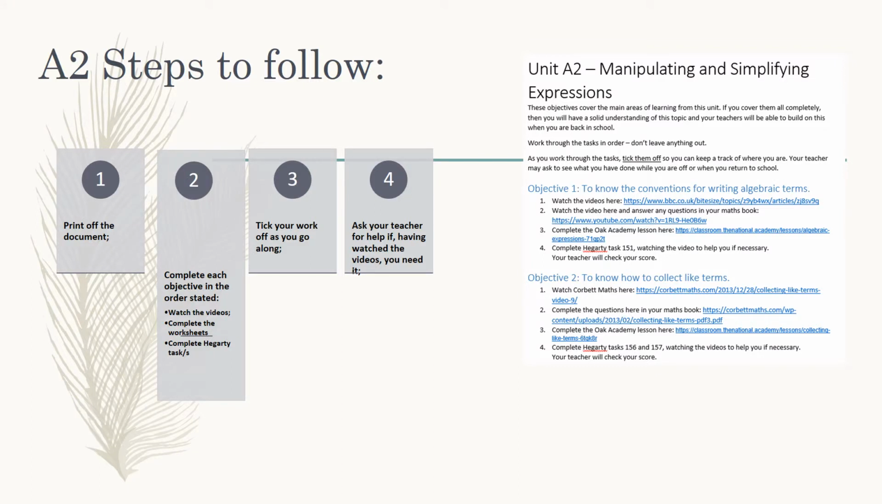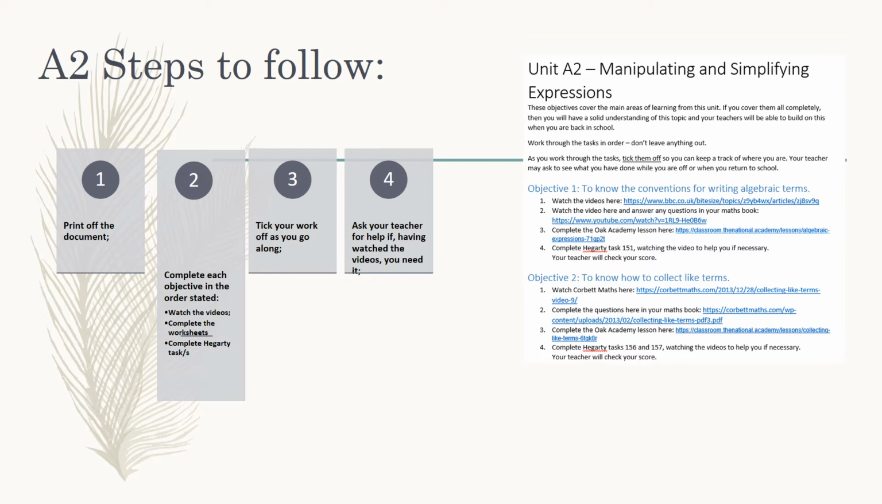Here are simple steps you need to follow. The most important thing is to remember that you need to go in order. So it might be a good idea to print off the remote learning document. If not, just have bullet points jotted down on a piece of paper. Complete each objective very carefully, following the steps that are outlined within each objective. It is important that you pay attention.